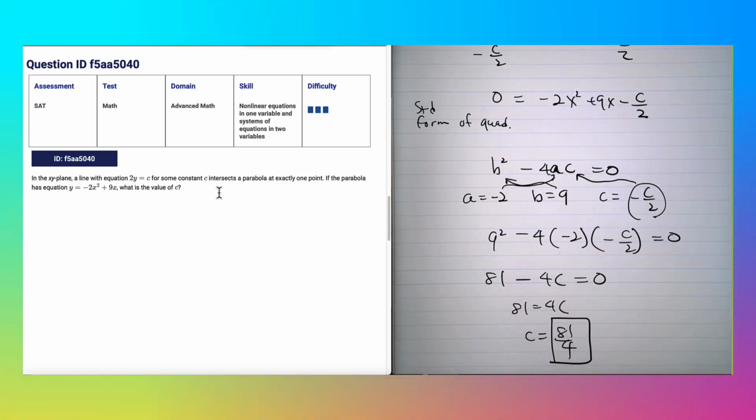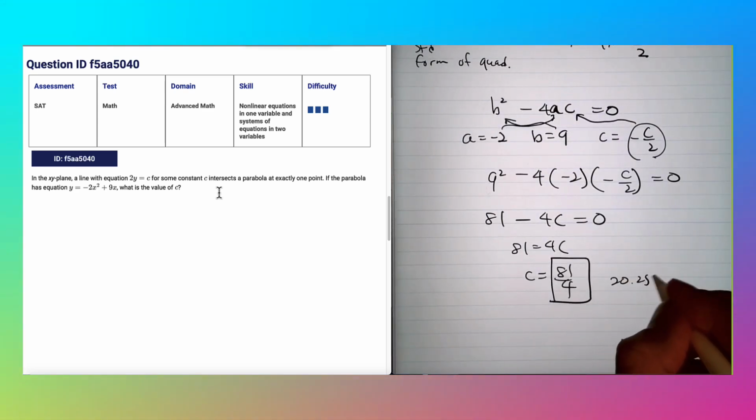That's something you can put in. If you get this as a decimal, you can just say 81 over 4, you can also write it as 20.25 as a decimal, okay, 20.25.